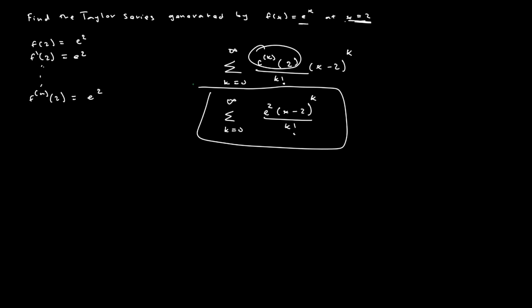Let's do one last problem. This problem asks us to find the third order Taylor polynomial for f of x is equal to 2x cubed minus 3x squared plus 4x minus 5.